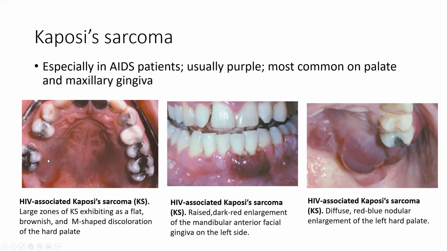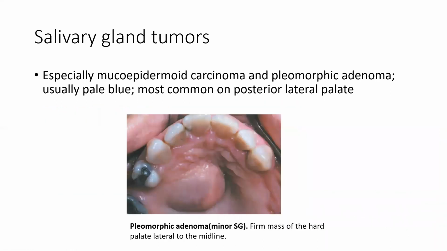As in this picture, you can see there is a slight discoloration on the palate here, which is in the shape of an M, just the discoloration and nothing else. The same Kaposi's sarcoma can also be seen as a red enlargement of the anterior facial gingiva. And here, it produces a nodular enlargement. So it can be seen in different forms. But the one characteristic feature is that it is always associated with an immunocompromised state, that is HIV AIDS patients.